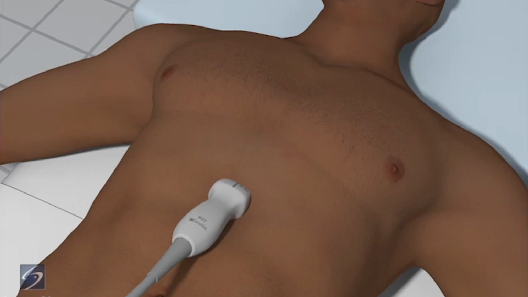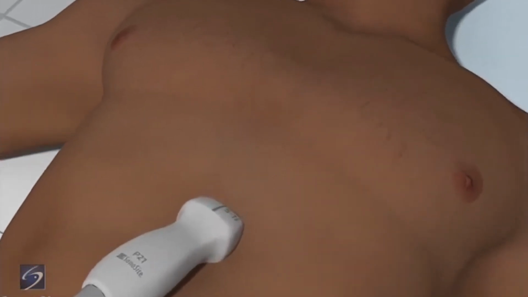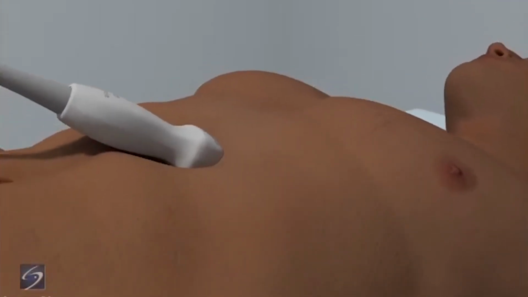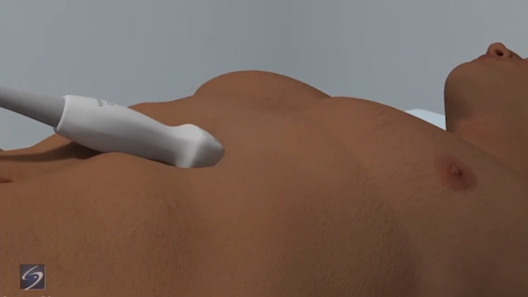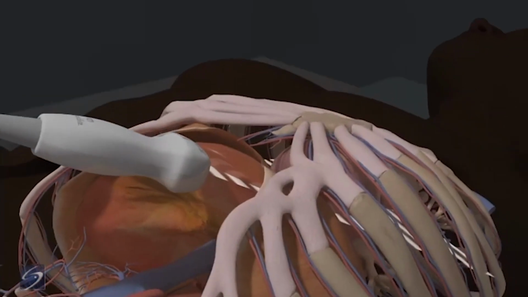This view uses the liver as an acoustic window to visualize the 4 chambers of the heart. Aim the transducer slightly toward the left shoulder at a 15-degree angle to the chest wall. In some cases, the transducer is almost flat to the abdominal wall, so the ultrasound beam is directed toward the left chest cavity. A considerable amount of ultrasound gel and downward pressure may be needed to maintain contact of the transducer face with the abdominal wall.